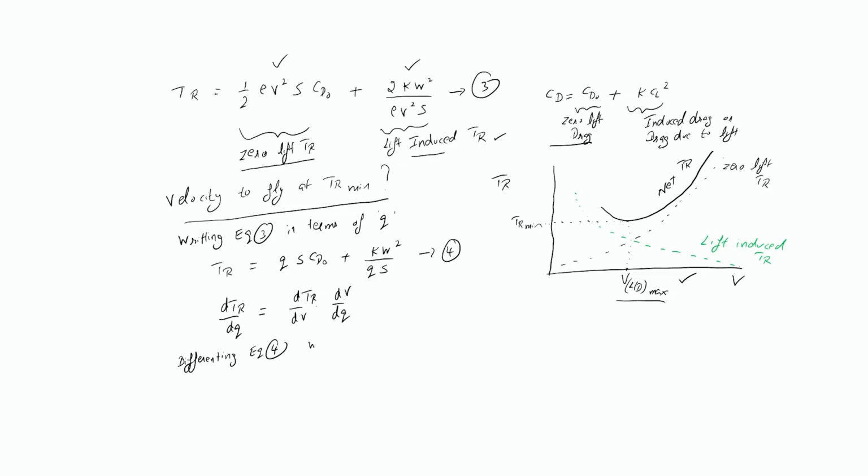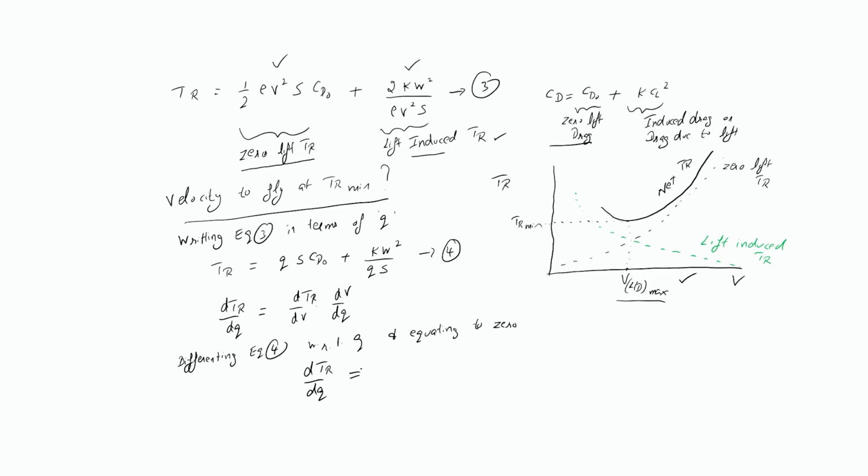With respect to q and equating to 0. Remember calculus, for finding any minimum point we need to do the differentiation of this curve and then equate to 0 to find the minimum or maximum points. Alright, so now let us find dTR by dq.